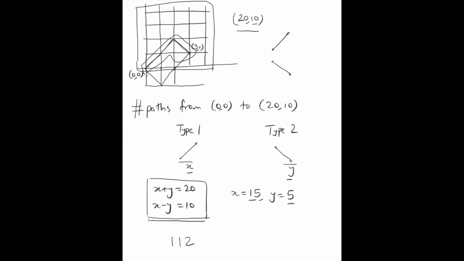I'll just take a new page here. What we are interested in is the number of paths from 0, 0 to 20, 10. What we do know is that there are exactly 15 type 1 steps and 5 type 2 steps. So now we are interested in these kinds of paths.